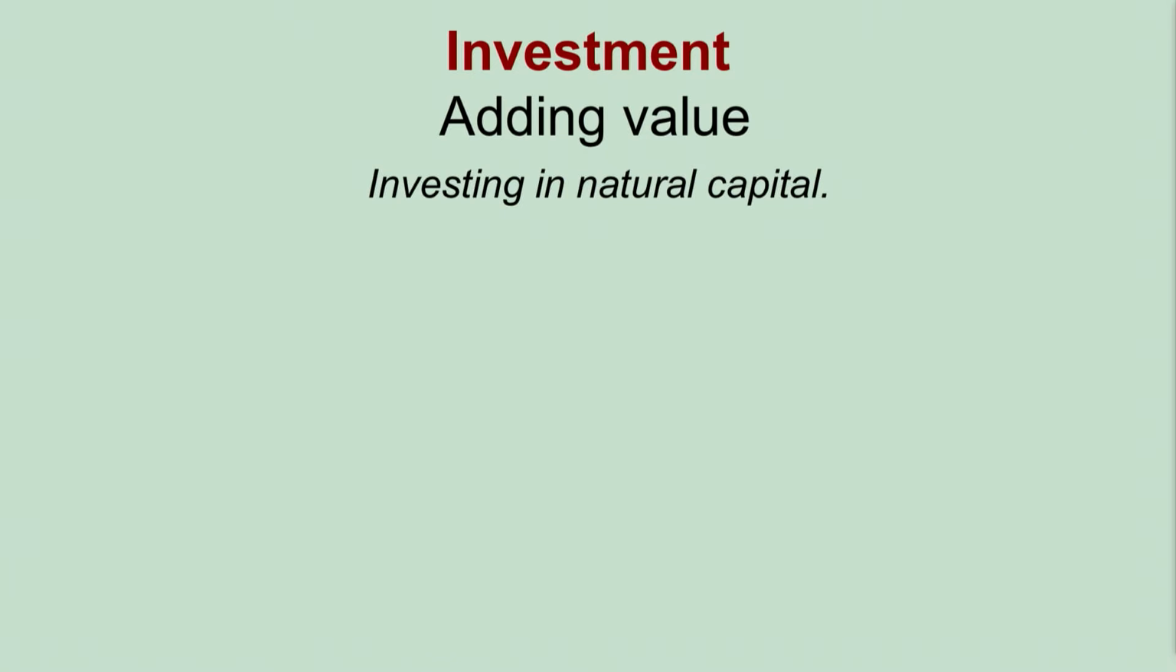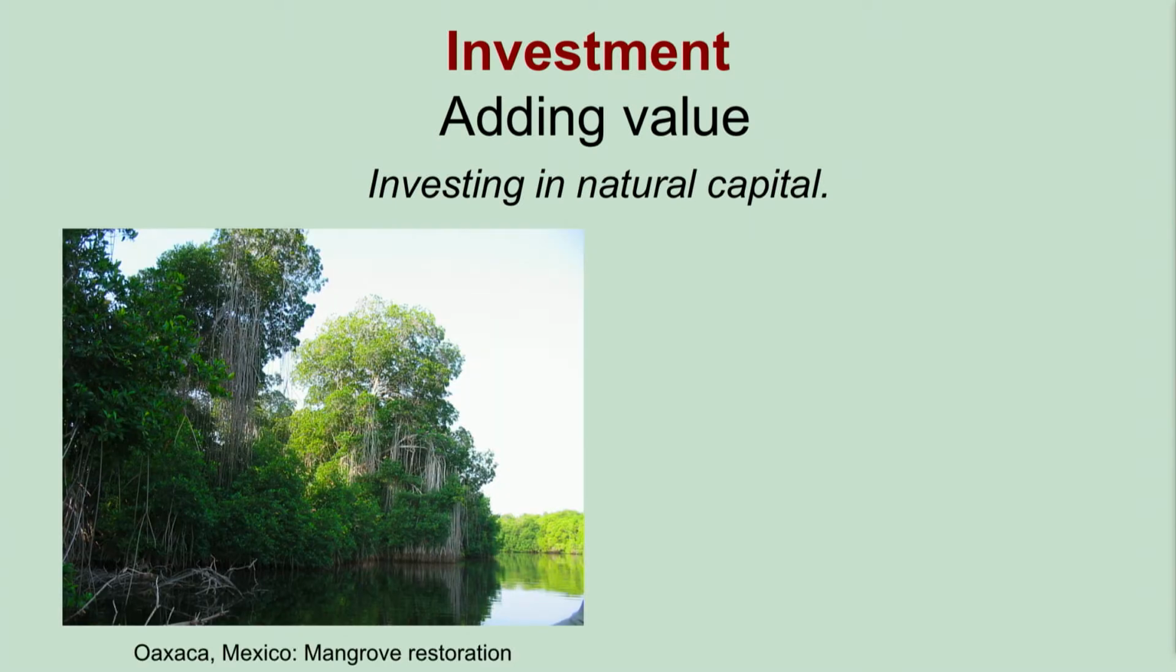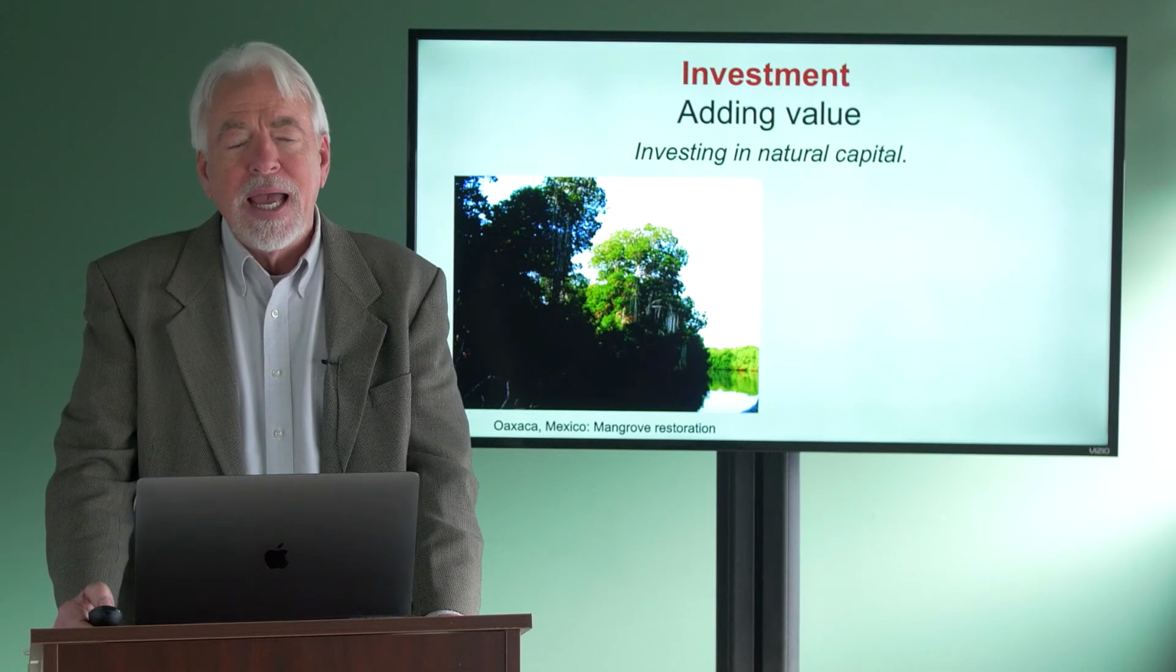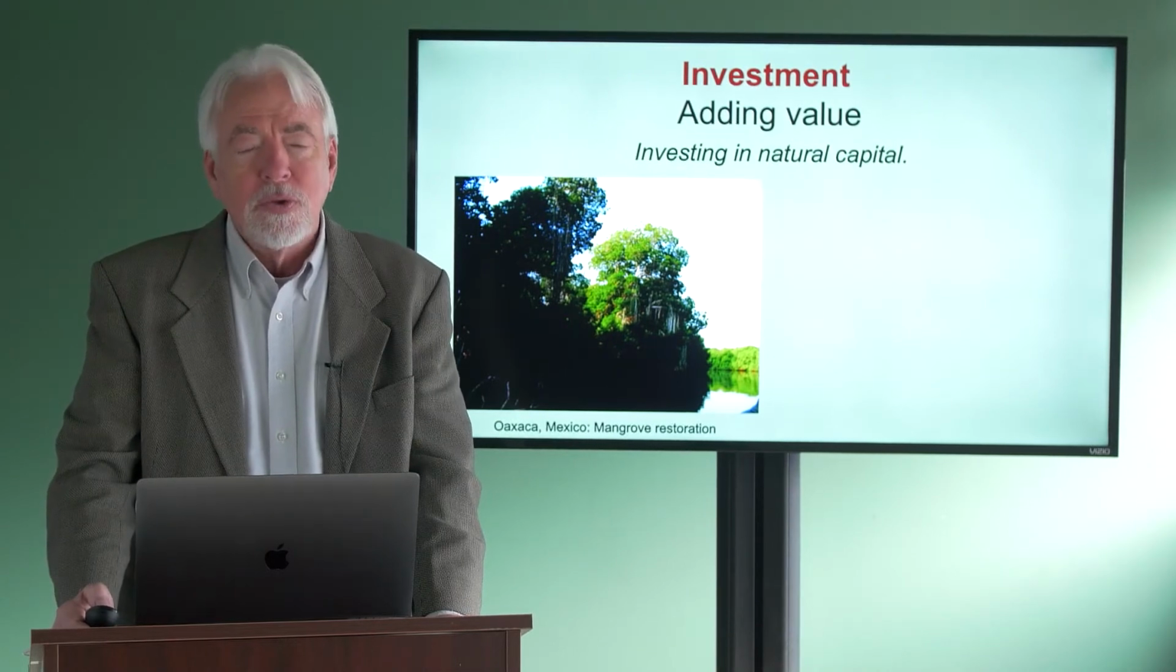So first, let's think about investment strategies, strategies for adding value by investing in natural capital. As one example, let's think about the restoration of damaged ecosystems. The picture I've showed here in the slide is of the results of a project to restore mangroves that were damaged in a hurricane on the Oaxaca coast of Mexico back in the 1990s. The mangroves were critical to providing habitat for the fish on which local communities depended in a lagoon. This is called Laguna Mantialtepec in Oaxaca. And it's also critical for protecting the coastline itself.